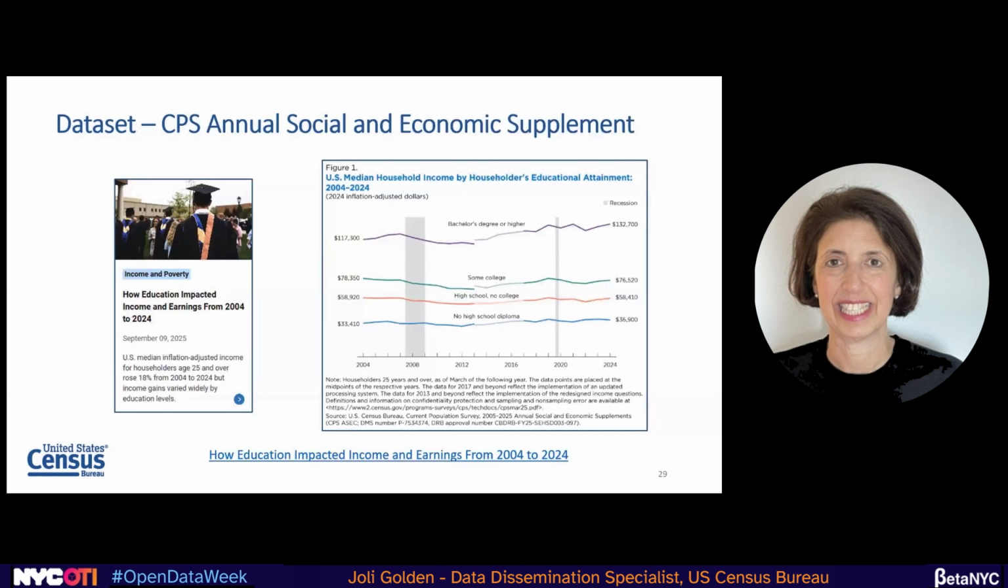So I highlighted here one of our wonderful America Counts stories, which talks about how education impacted income and earnings from 2004 to 2024. This all relies on data from the CPS ASEC. And you can see in the data visualization on the right-hand side of the screen how higher levels of education correlate with higher incomes.